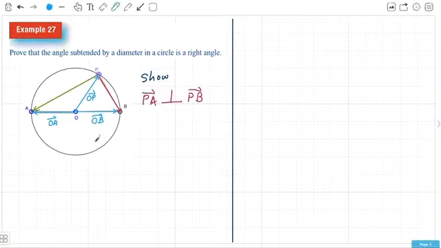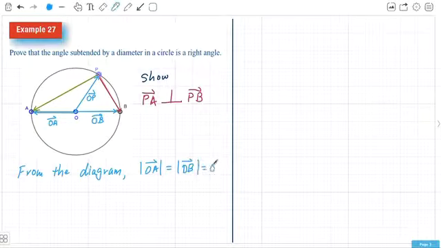Now what do you know about these vectors? All of these vectors are a radius of the circle, aren't they? Half the diameter, so whichever way we go. So we know that from our diagram, the magnitude of O to A equals the magnitude of O to B, which equals the magnitude of O to P. They're all a radius of the circle.